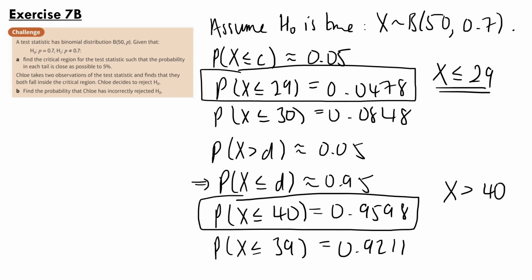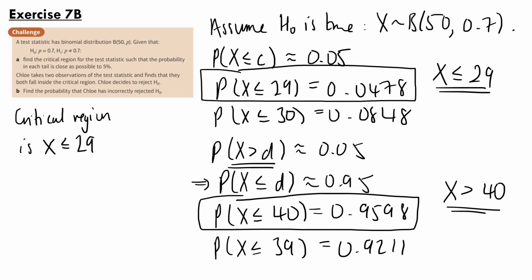Remembering that we had a strictly greater than sign up here. So our critical region is X is less than or equal to 29 and X is greater than or equal to 41.